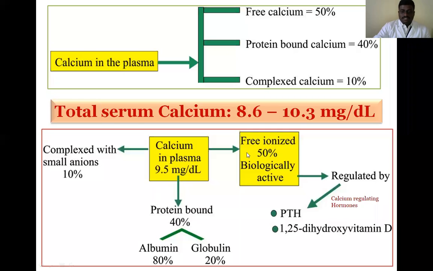So the free ionized calcium is not available when it is bound with the protein. This protein bound calcium is biologically inactive calcium, while free ionized calcium is biologically active calcium. Okay, so the total serum calcium normal range is 8.6 to 10.3 milligrams per deciliter.